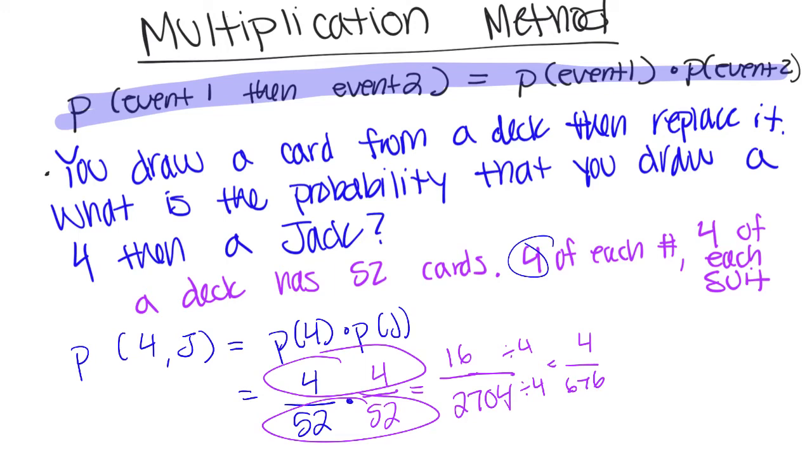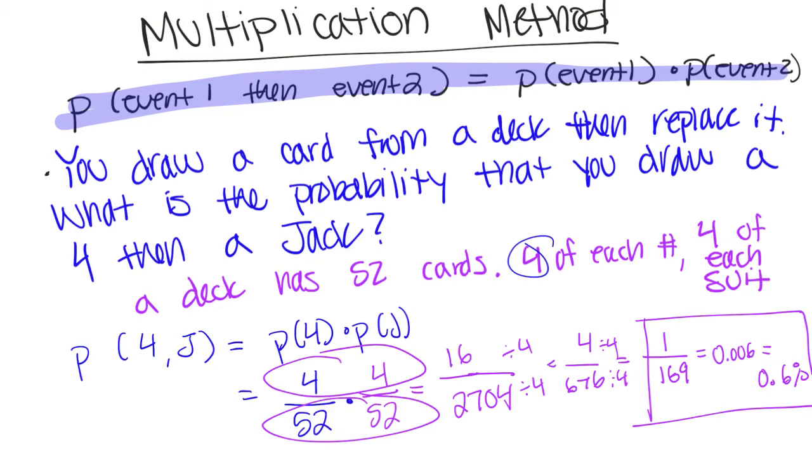Those are both even, so I can divide by 2. Let's try dividing by 4 and see if that works. Okay, when I divide by 4, I get 1 over 169. Then I'm going to do that as a decimal. 1 divided by 169 is 0.006, which is 0.6%.